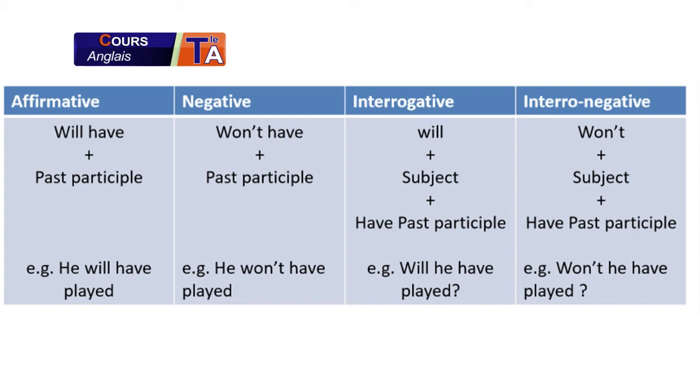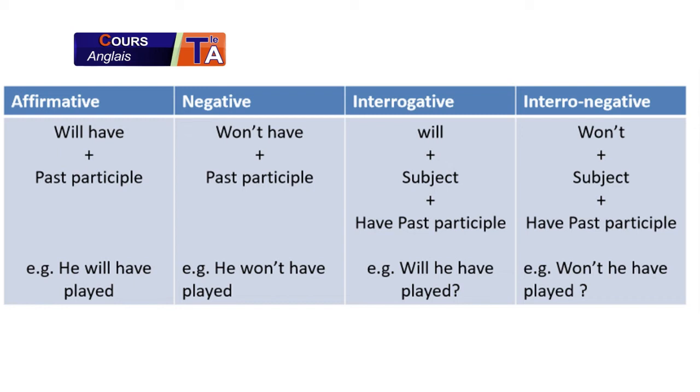Negative sentences: won't have plus past participle. Example, he won't have played. For questions: will plus subject plus have plus past participle. For example, will he have played? And for interrogative forms, we have won't plus subject plus have plus past participle. Won't he have played?